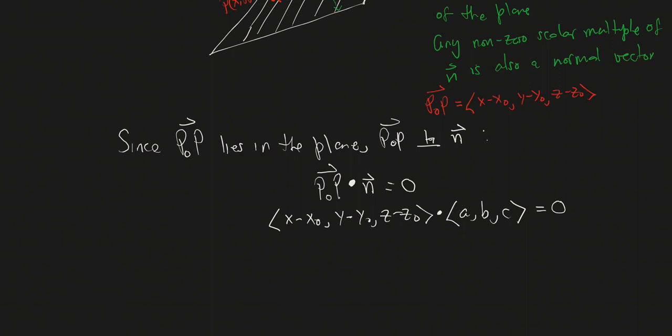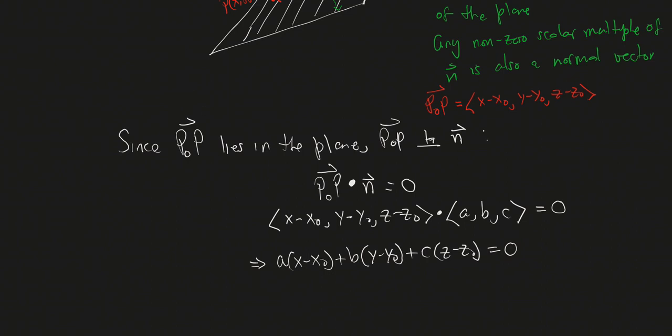So I'll just do a times that quantity. Therefore, we have a times the quantity x minus x0, plus b times the quantity y minus y0, plus c times the quantity z minus z0, and then that has to be equal to 0. And this is a very important equation. It's called the point normal equation of a plane, right?